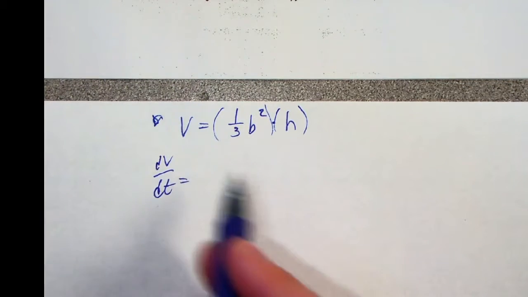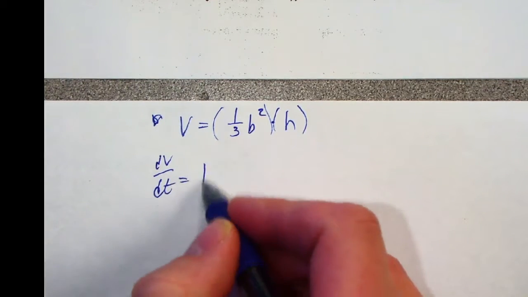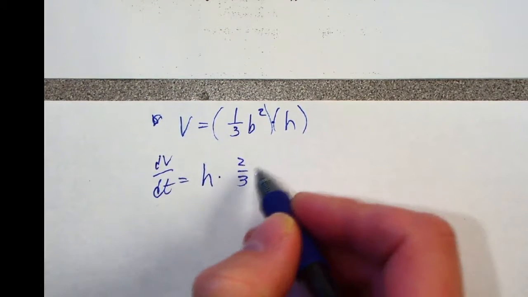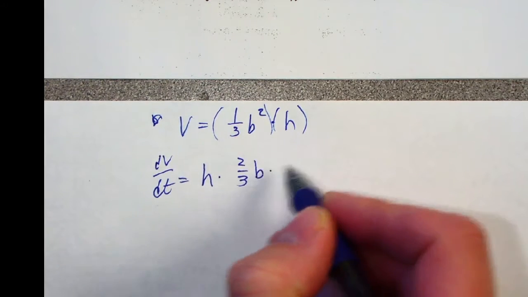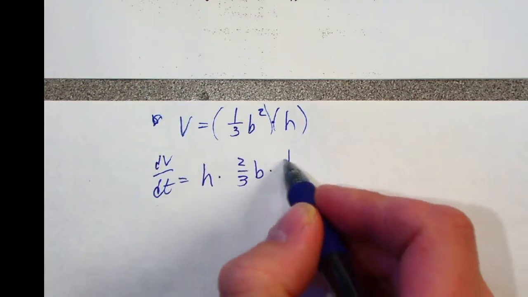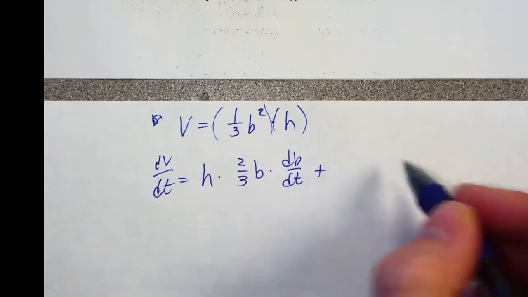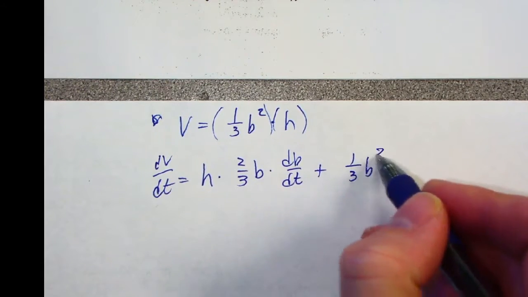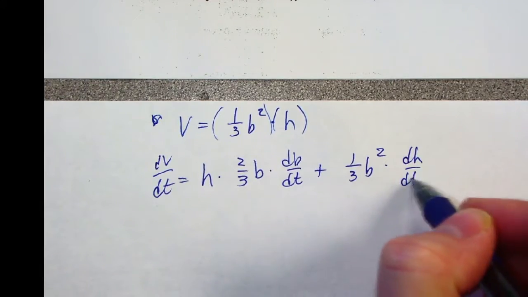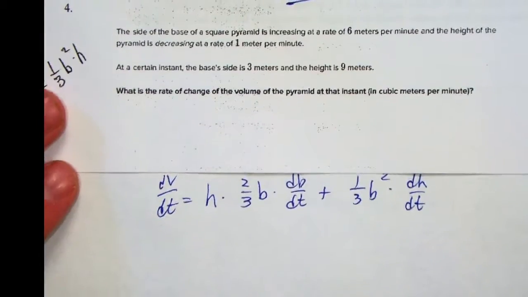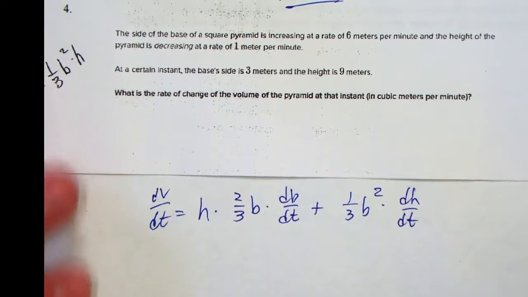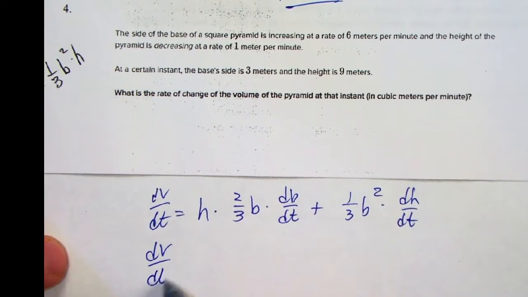So dV/dt equals the second thing times the derivative of the first thing, which would be 2/3 b to the first times db over dt, plus the first thing times the derivative of the second thing. And let's see what we know here. They're asking for the rate of change of the volume, so they're asking for dV over dt.